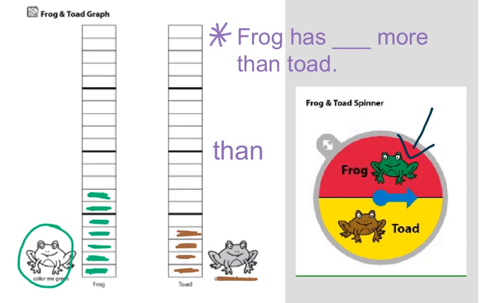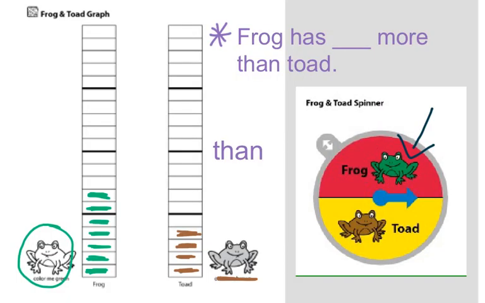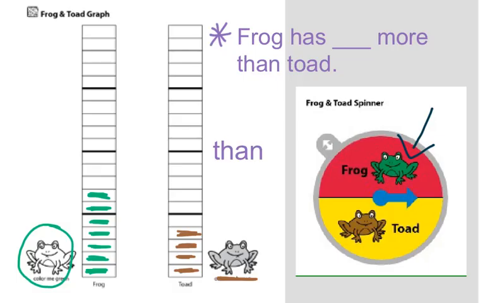Now let's use the information from our graph to fill out our recording sheet for number sentences. Remember that yesterday we finished another sheet, so today we have a new sheet that's blank. Let's go ahead and fill in what we know from today. How many frogs do we have? 7. How many toads do we have? 4.